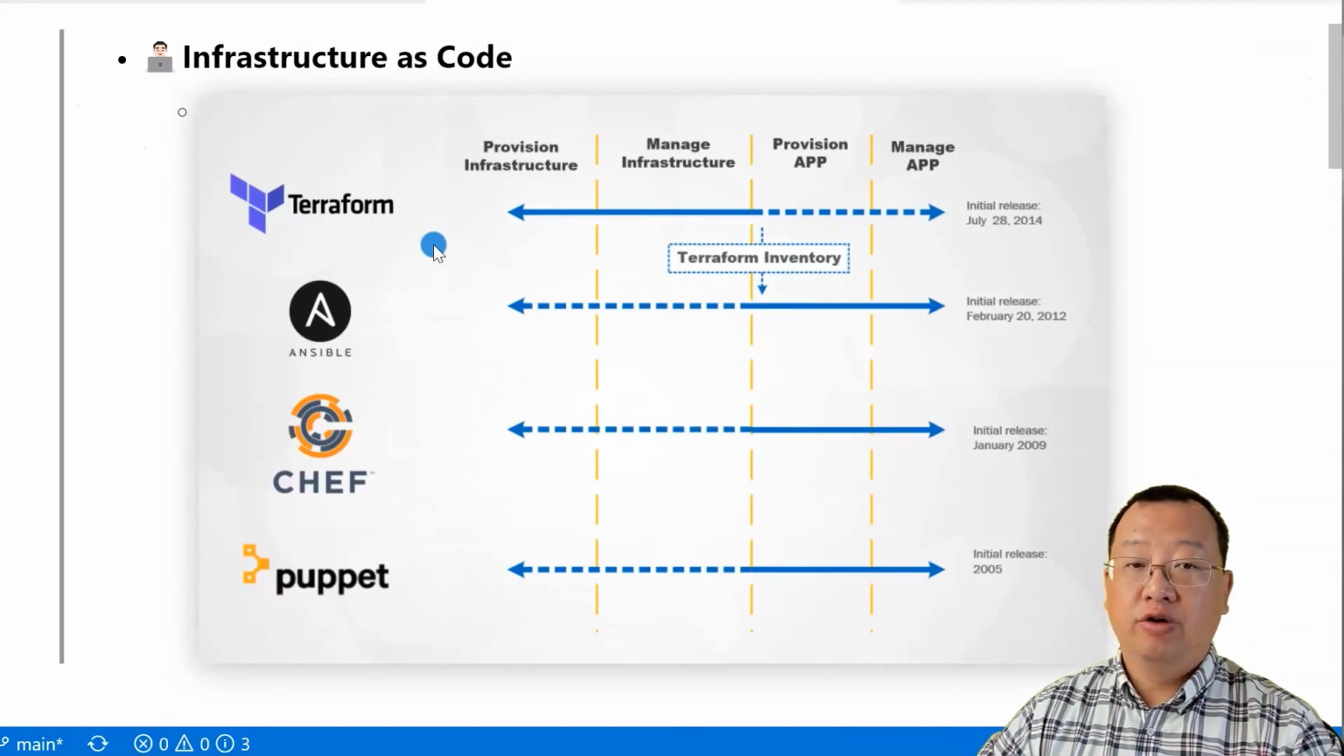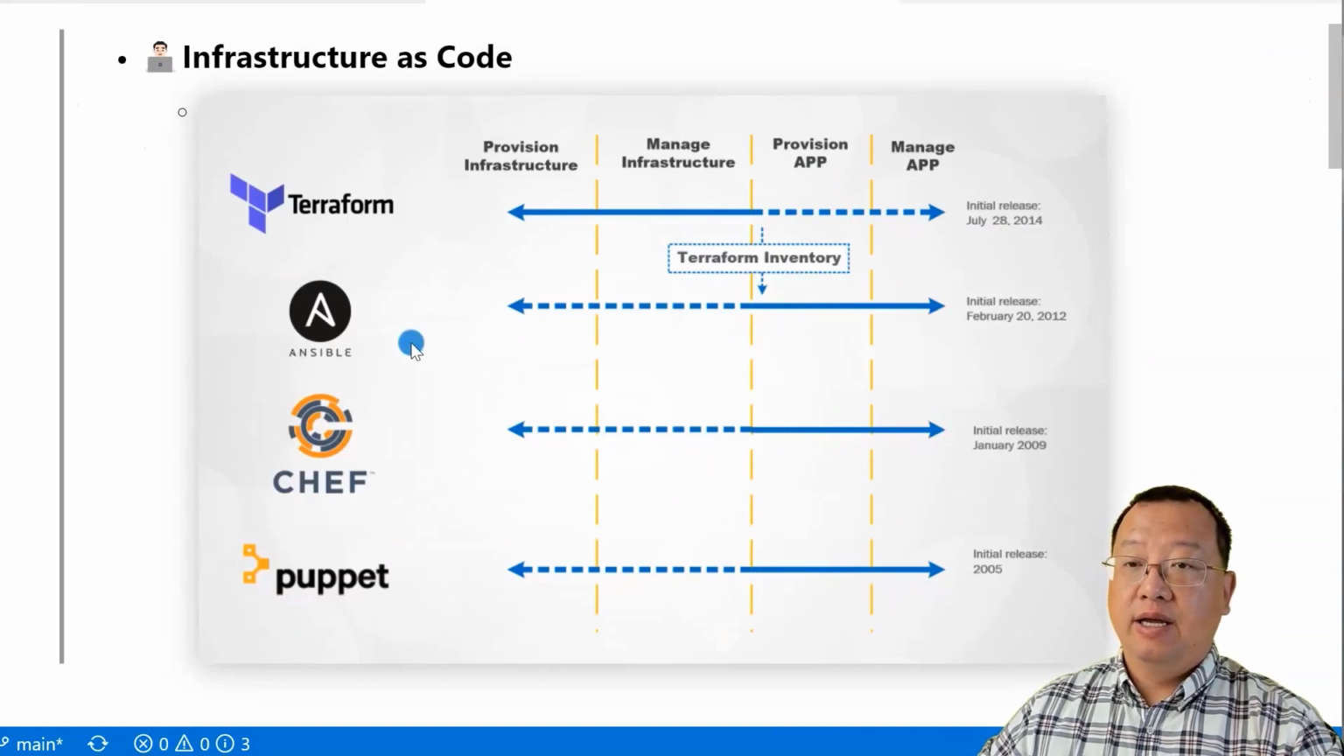Terraform is a tool for provisioning and managing infrastructure resources across multiple cloud providers and on-prem infrastructure. It uses a declarative language to define infrastructure resources and can create, update, and destroy resources across multiple providers. It's good for provisioning and managing infrastructure, but not for provisioning and managing applications.